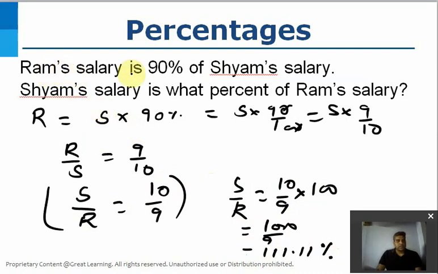So I need to be very careful when I need to find out something like this, because in the first case Ram's salary is 90% of Sam's salary, so I know it as Sam's salary S into 90%. But in the second case they're asking Sam's salary is what percent of Ram's salary. So I need to put Ram in the denominator, and find what exactly S divided by R is in terms of percentage. So I need to be very cautious when solving such questions, because I need to understand what exactly will be the base in such scenarios.